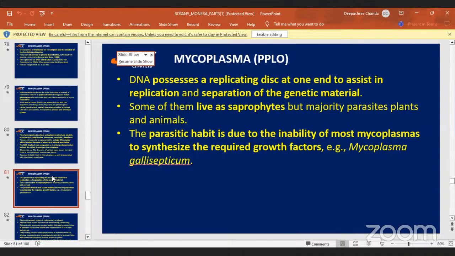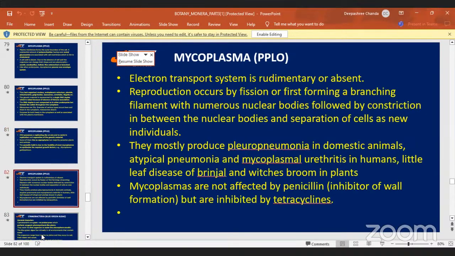The parasitic habit is due to the inability of most mycoplasma to synthesize the required growth factor. So the parasitic habit is due to the inability of mycoplasma to synthesize growth factor. One common example is Mycoplasma gallisepticum. They don't have any kind of electron transport chain.